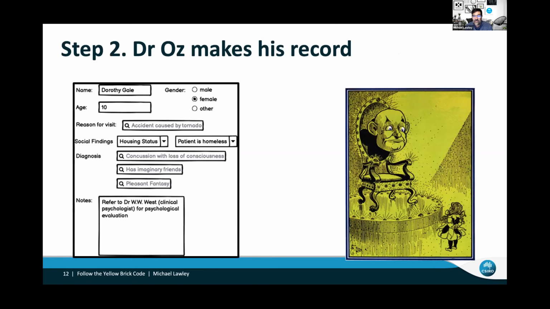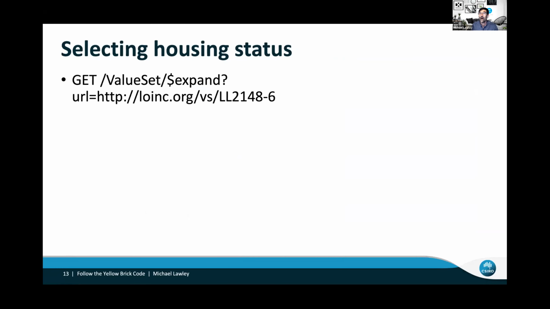So Dorothy has her appointment with Dr. Oz now, and he takes some encounter notes, some social findings, her housing status, some diagnosis codes, and he diagnoses her with concussion, with loss of consciousness, has imaginary friends, and a pleasant fantasy. And he decides that he needs to refer her off to his colleague, Dr. West, for a psych eval.